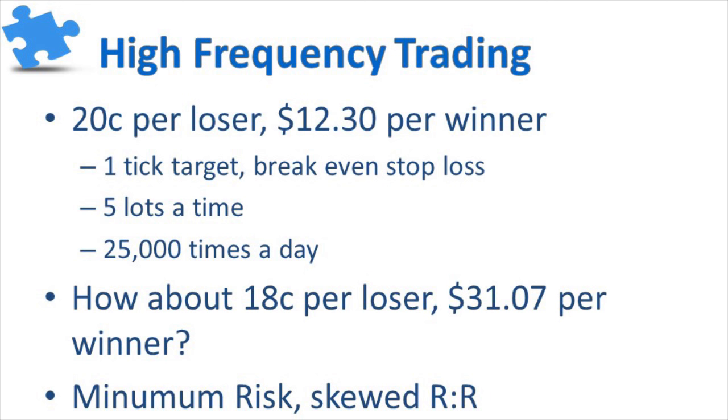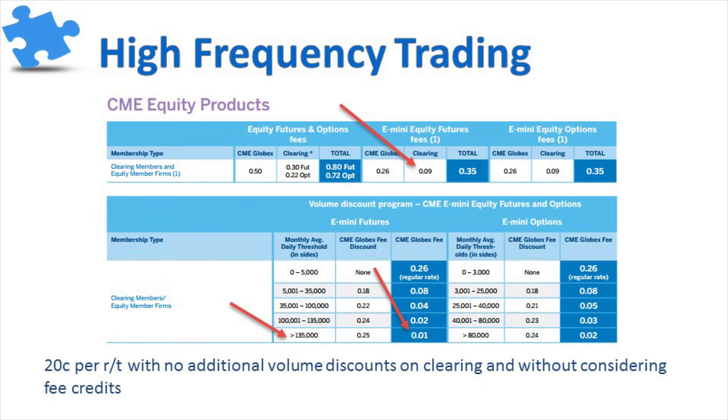Now, the top band of discount at the CME starts with an average daily volume of 135,000 contracts. Now, this is not for designated market makers. So designated market makers get this discounted rate at a mere 50,000 contracts a day. But we're going to talk about those guys later. Now, this level of volume is costing 9 cents for clearing plus 1 cent to trade, or 20 cents per round turn. Now, I've actually heard lower figures than this quoted, but I can't find them on the CME website, so let's just stick to what's on the CME site.